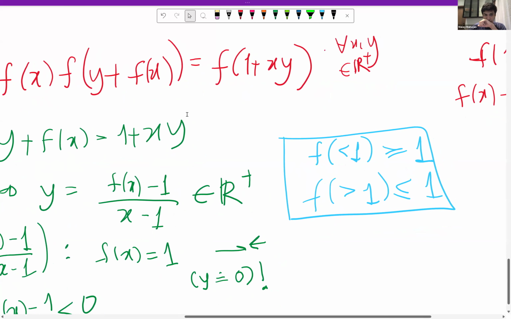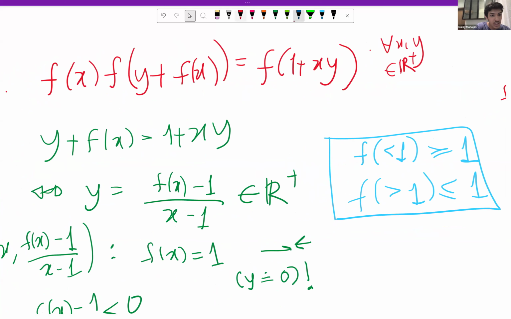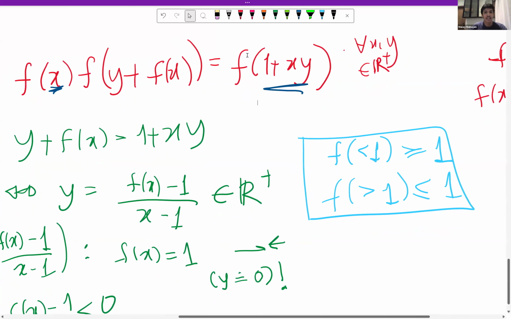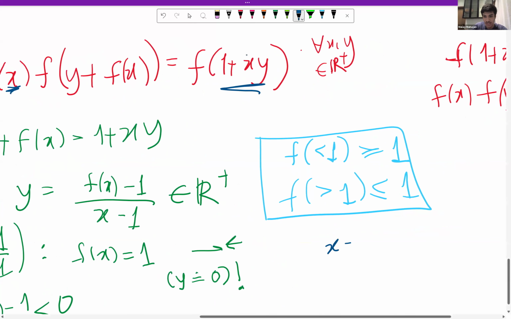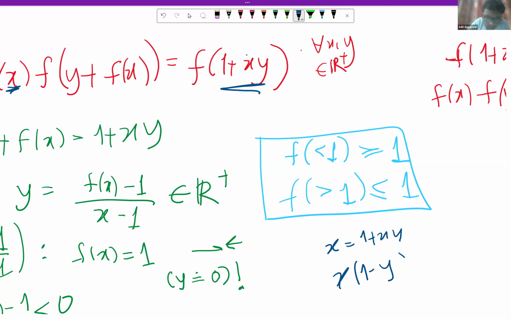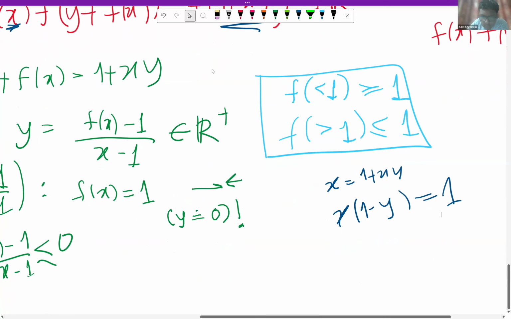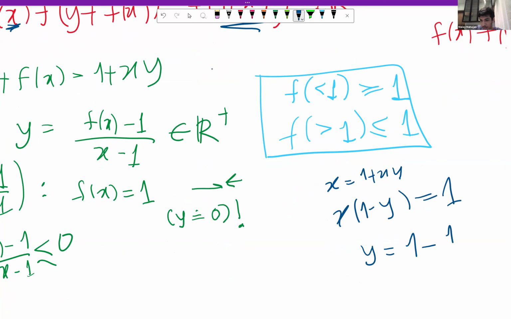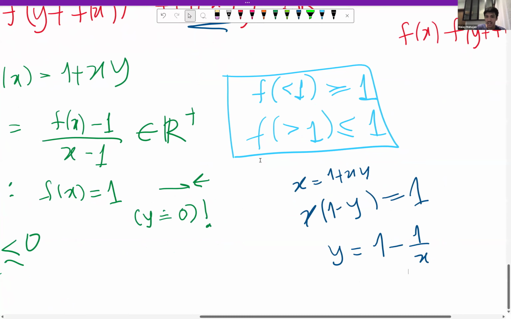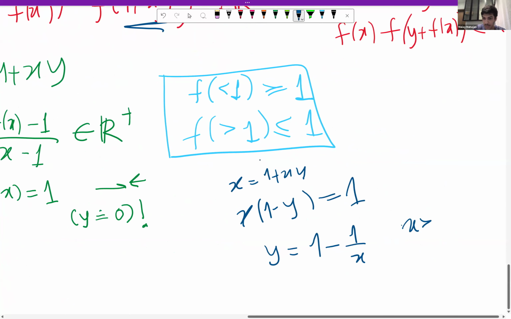So you try to make these two things equal, this and this. So when can I do that? I want x equals 1 plus xy, which is same as saying y equals 1 minus 1 by x. And when is this valid? I'm assuming x is bigger than 1, and I put this assertion, which I can put.